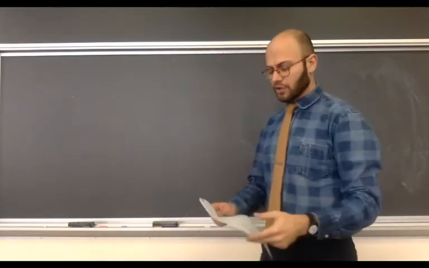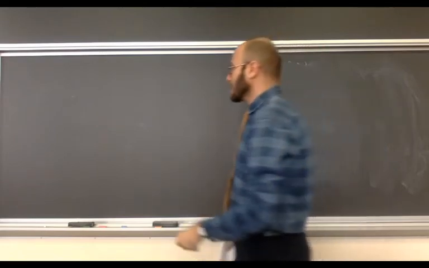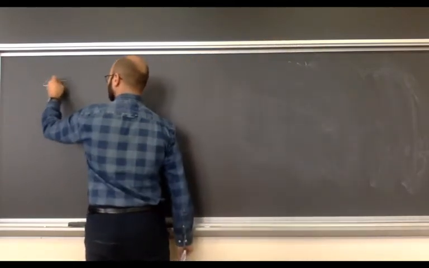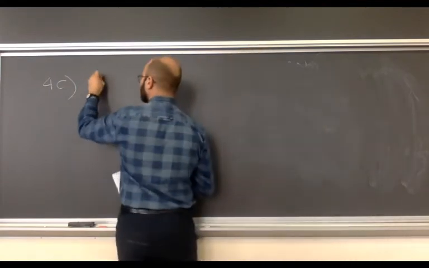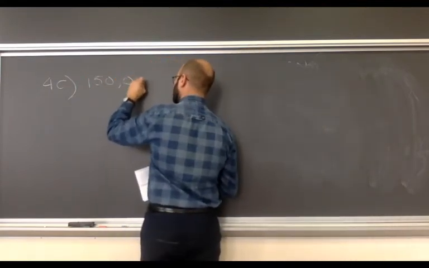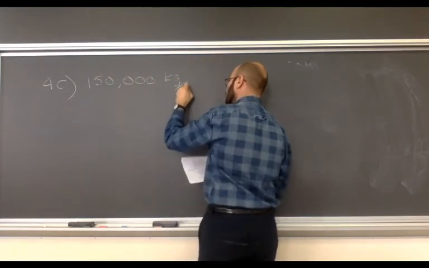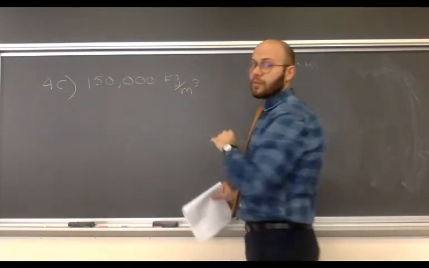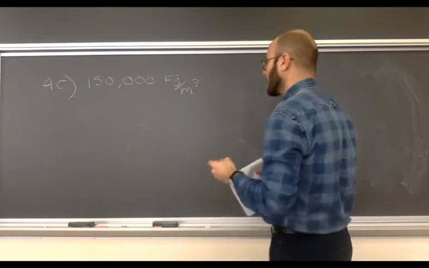Okay, now let's look at our second question. We're going to look at the 4C. And so this question gave you a value, in this case 150,000 kilograms per meter cubed. Slightly different unit than we saw, right? We know meters cubed and liters are not the same thing, though they are related.